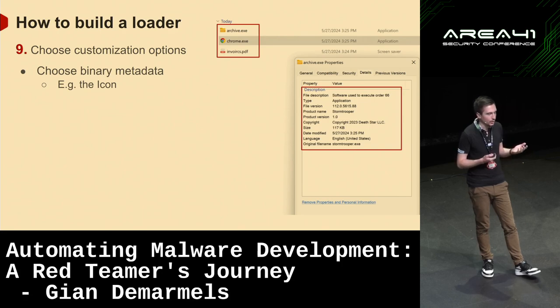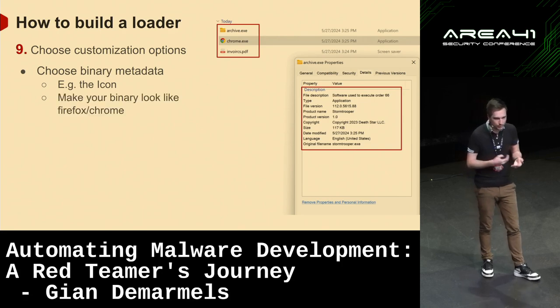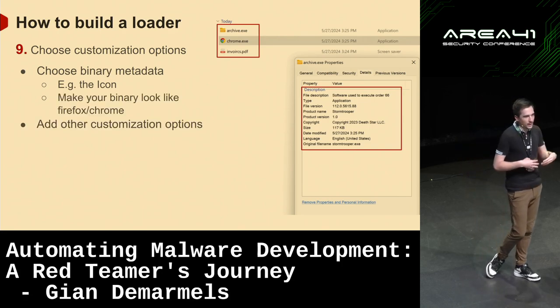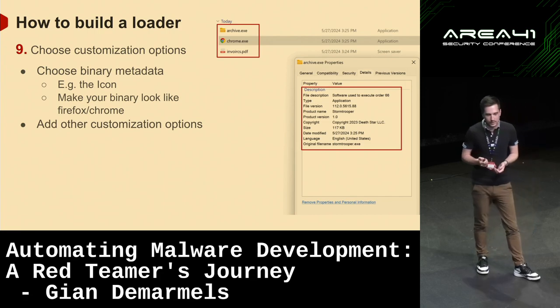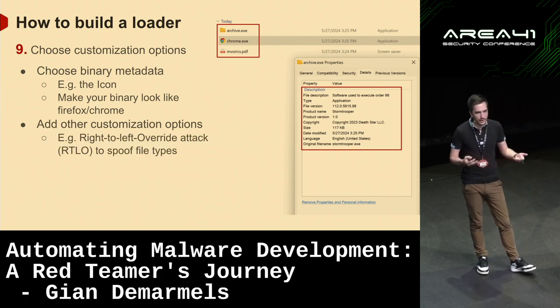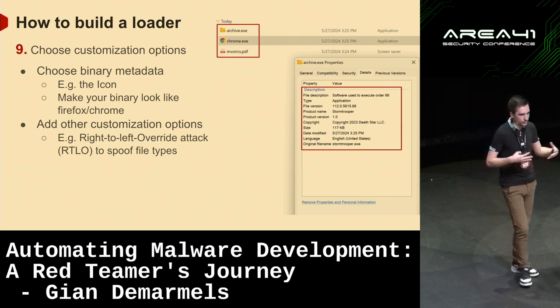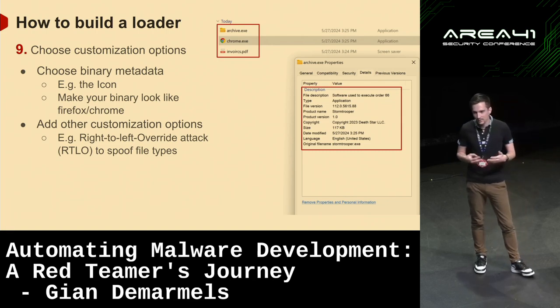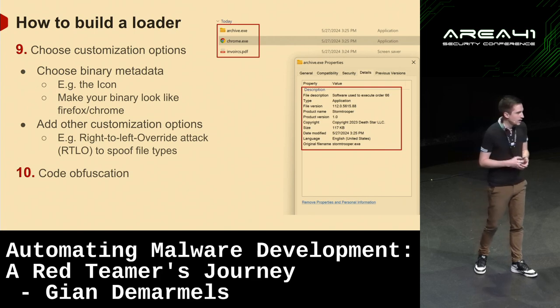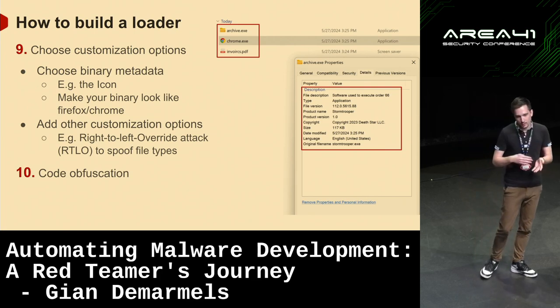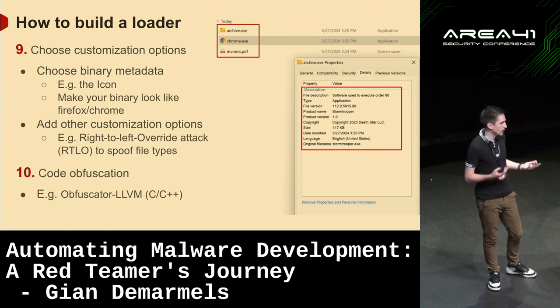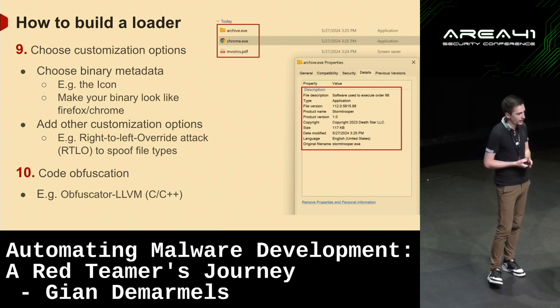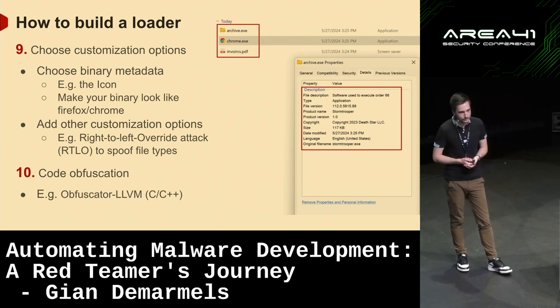The ninth step is that we also can choose customization options, for example, the metadata like the icon or the name to make it look like Chrome or something. We can add other customization options. A popular one is a right-to-left override attack to spoof file types, for example. An optional step afterwards is that we can apply code obfuscation, for example, with obfuscator LLVM or something else.